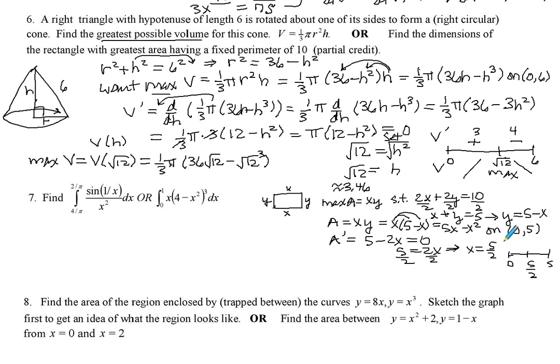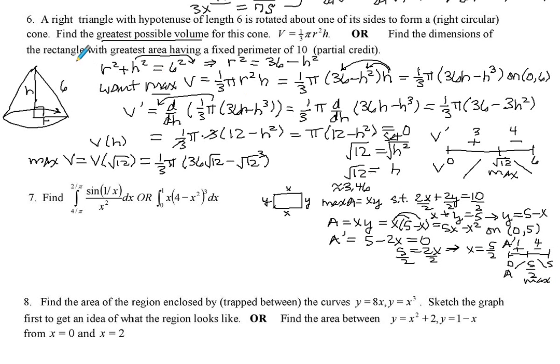And then if you do a little max-min test here, 5 halves is right in the middle there. So you can look at your A prime up here and your area down here. So let's test 1 and 4. If you take 1 and plug into A prime here, 5 minus 2 times 1, positive. Take a 4, plug in, 5 minus 2 times 4, that'd be negative. So this is increasing, decreasing, that is a max.